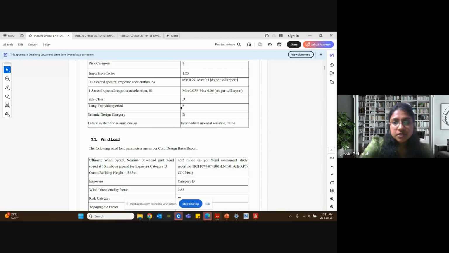There is a transitional period that is provided along with your seismic design category. Okay, so now there was a very clear thing that we have to go in for an intermediate moment resisting frame. Intermediate moment resisting frame, what is it?